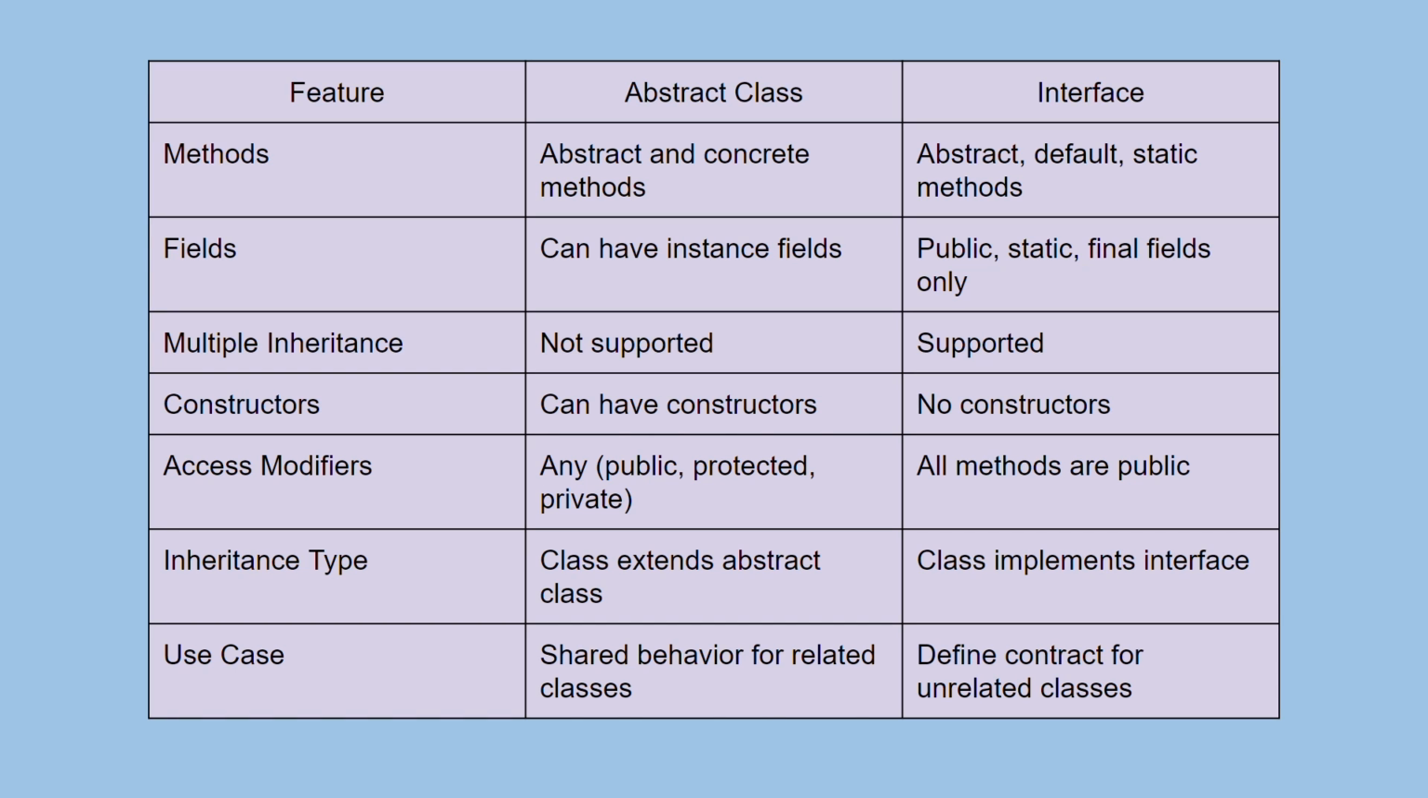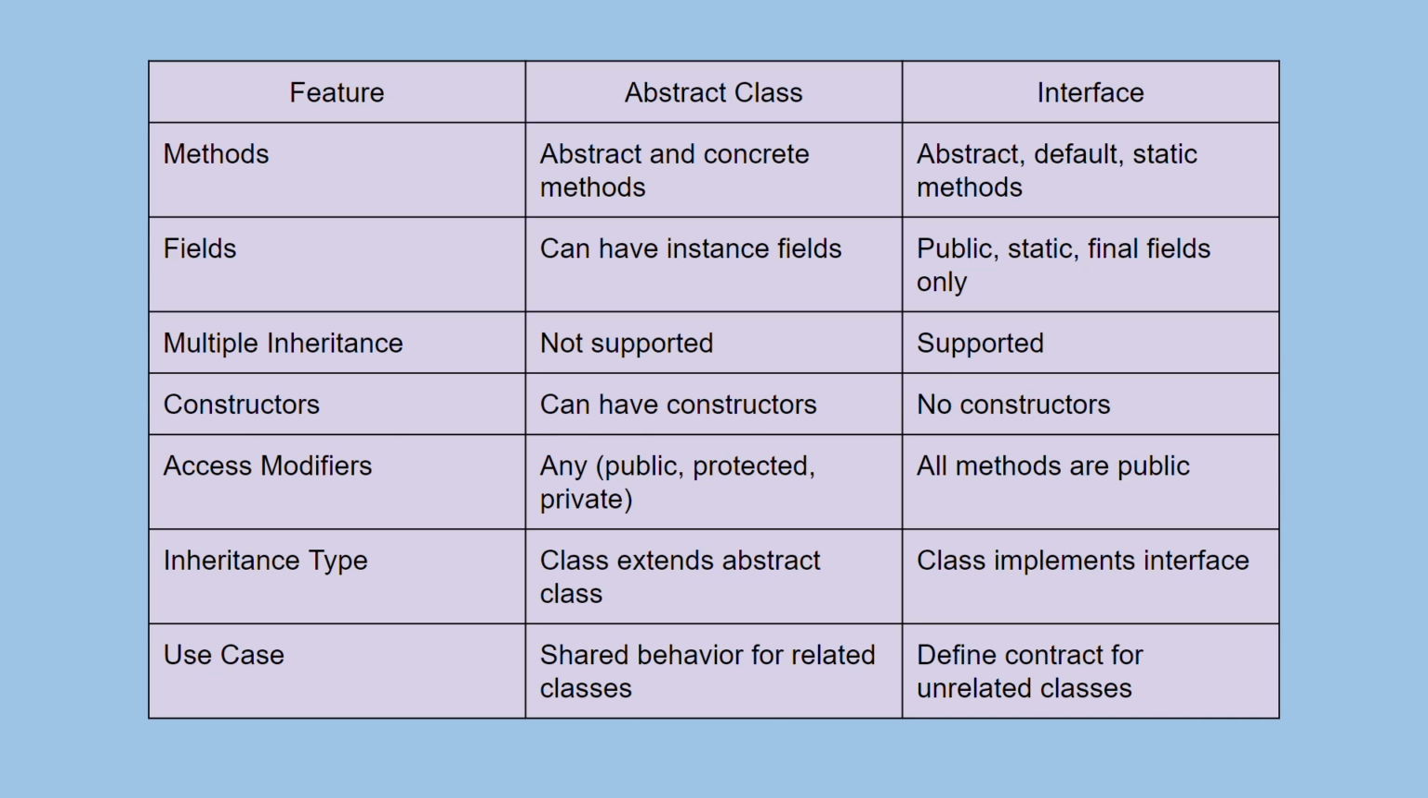Abstract classes can have both abstract methods, methods without a body, or concrete methods, methods with a body. This allows us to define some methods with behavior and others that must be implemented by subclasses. On the other hand, interfaces before Java 8 could only have abstract methods, but from Java 8 onwards they can also have default and static methods, but they cannot have constructors or instance fields. A class can extend only one abstract class due to Java's single inheritance model, but a class can implement multiple interfaces, which provide a way to achieve multiple inheritance in Java.